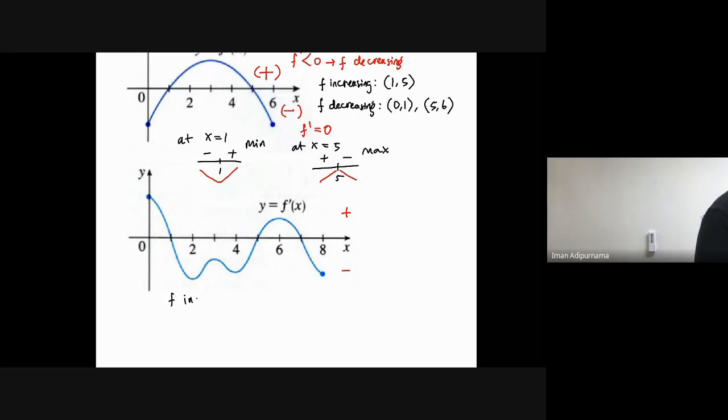So f is increasing on 0 to 1, and then 5 to 7. And f is decreasing on 1 to 5, and 7 to 8.